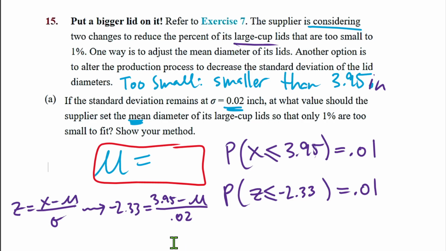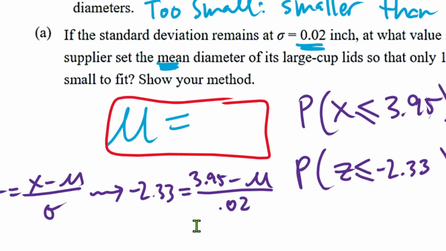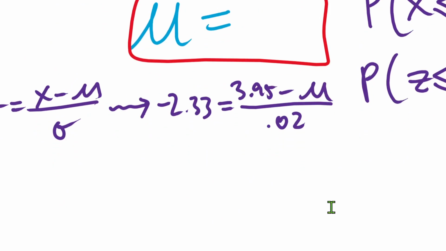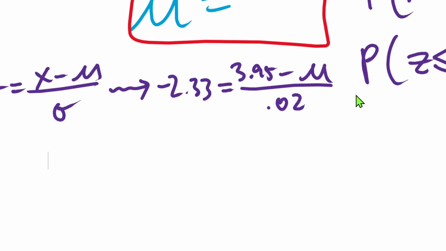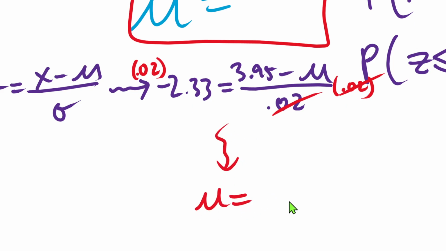The key thing here is to just realize all you have to do is solve this equation. And solving this equation is as easy as multiplying by 0.02 on both sides, and then subtracting 3.95, and that'll be a negative mu, and then just multiply or divide both sides by negative 1 to find the mean, the mu. So yep, that's how you would finish that problem, and you would solve for the mean.